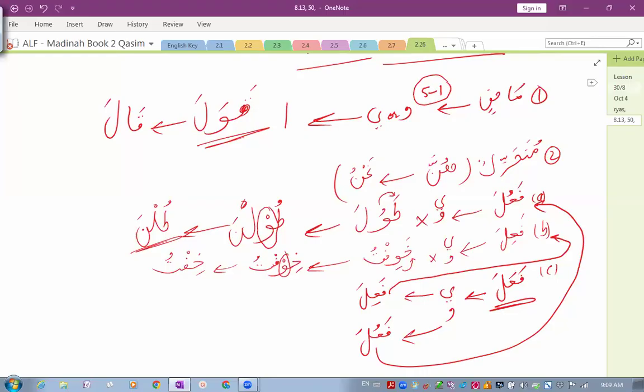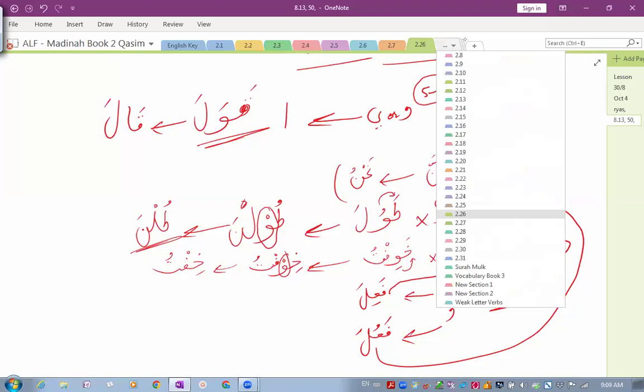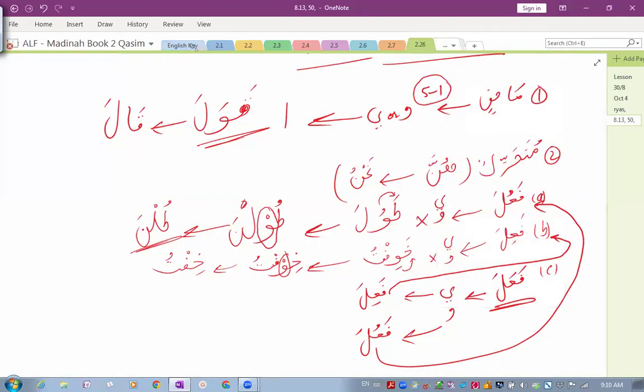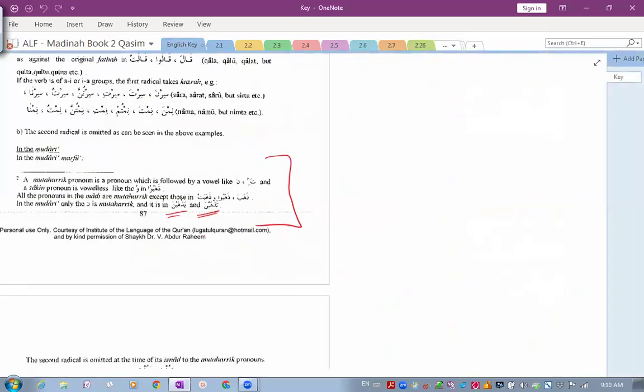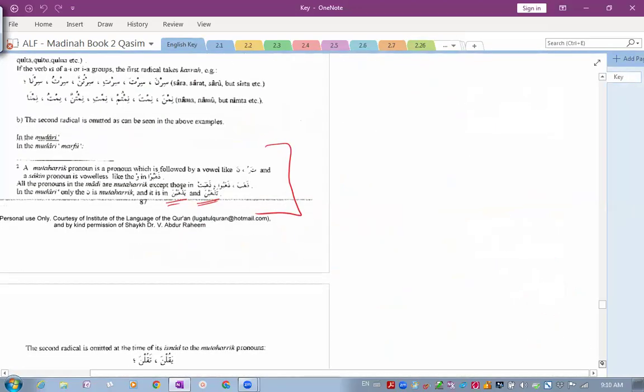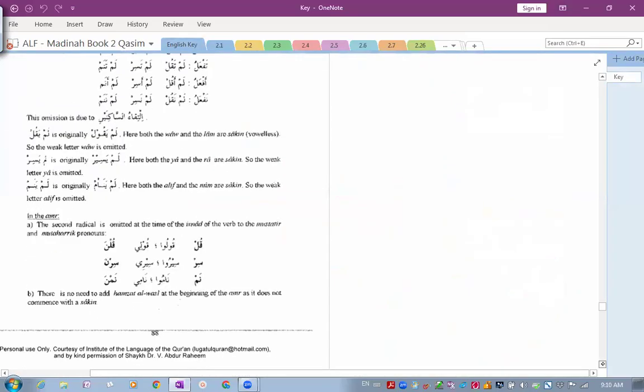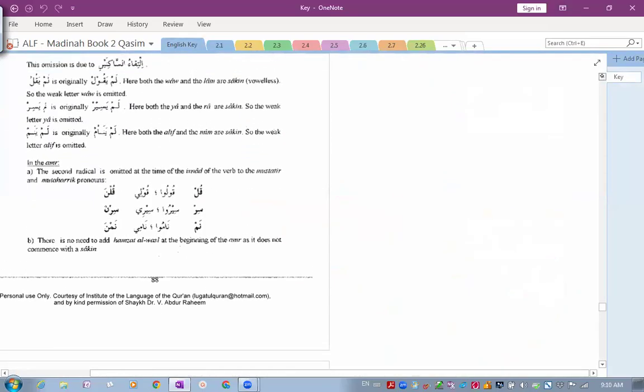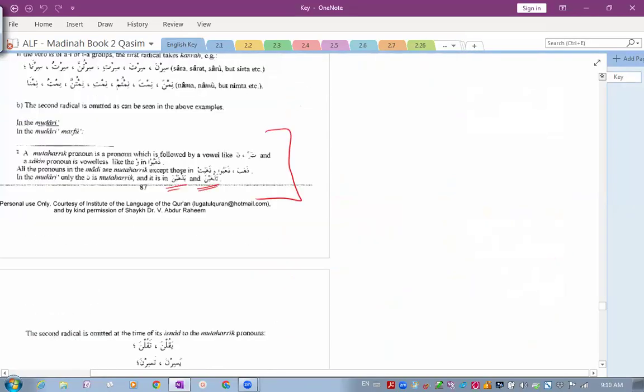With this, we were done with the Ajwaf. We are doing Ajwaf, the rules of it. We will take a look at it today. We will read the English key, inshallah, which we have not read yet. So let us read the English key. If I can go there, English key of lesson number 27. I think this is it. Let me make it a little bigger.